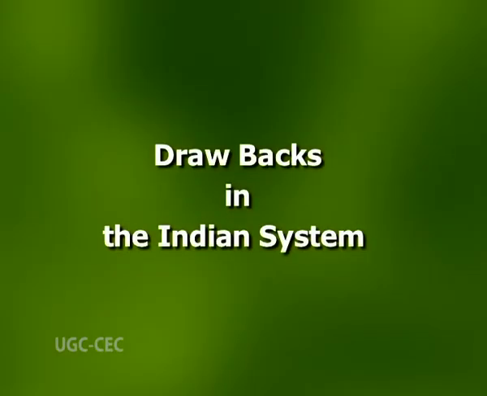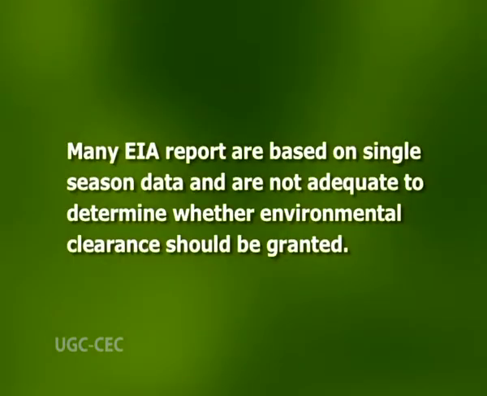Drawbacks in the Indian system. One of the biggest concerns with the environmental clearance process is related to the quality of EIA report that is being carried out. The reports are generally incomplete and provided with false data. EIA reports ignore several aspects while carrying out assessments, and significant information is found to be omitted. Many EIA reports are based on single season data and are not adequate to determine whether environmental clearance should be granted. All this makes the entire exercise contrary to its very intent.